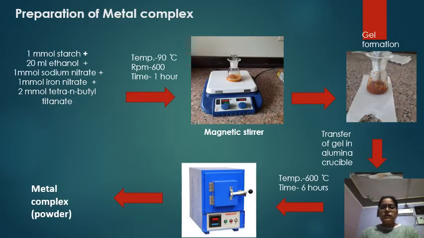Second preparation was of metal complex. Different salts including sodium nitrate, iron nitrate, and tetra butyl titanate were mixed in a solution of ethanol containing starch. It was magnetically stirred for 1 hour at a temperature of 90 degrees Celsius at 600 RPM.